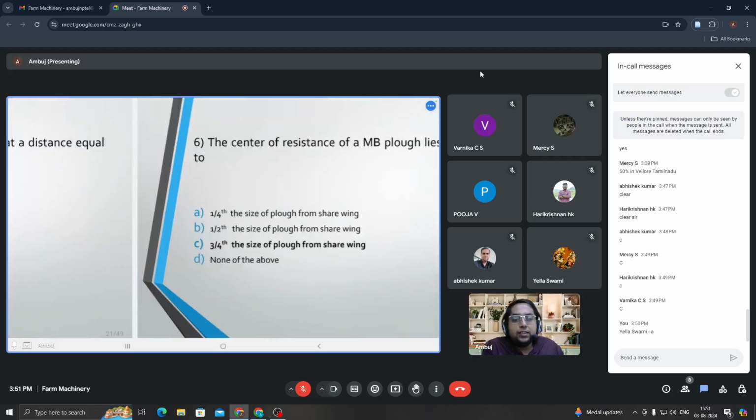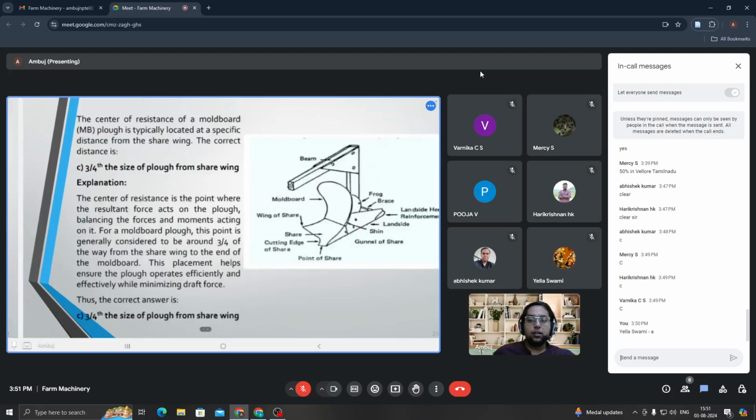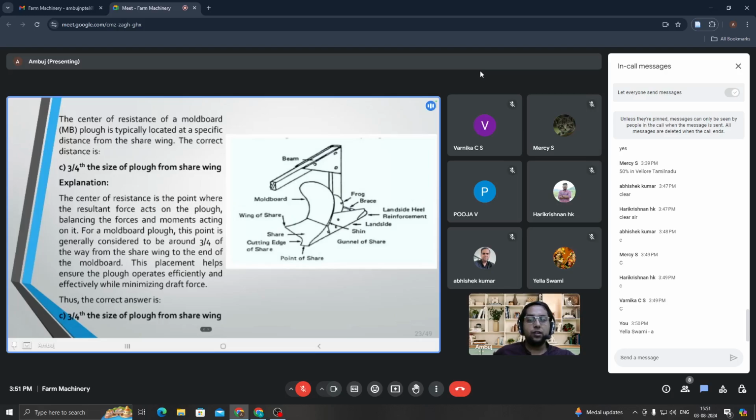Yes. The center of resistance of a moldboard plow will lie at a distance equal to 3/4 the size of the plow from the shear wing. Okay, this is the answer. The center of resistance of a moldboard plow is located at a specific distance from the shear wing. How we got it, I'll tell you. Bear with me. In great detail, I'll tell you about the exact modeling process.